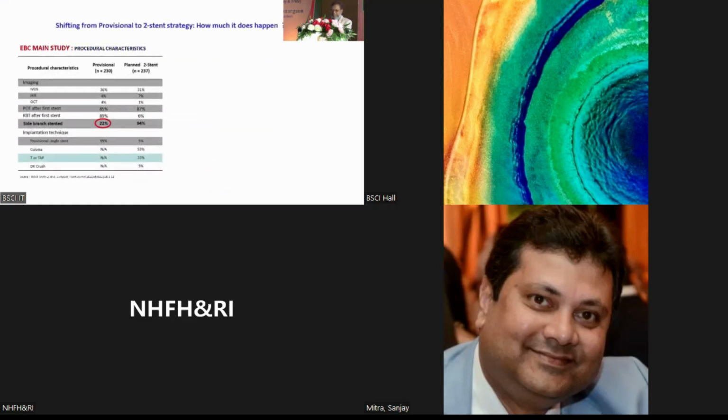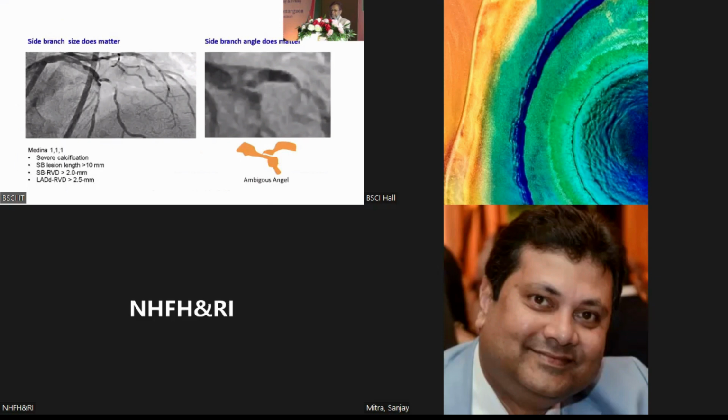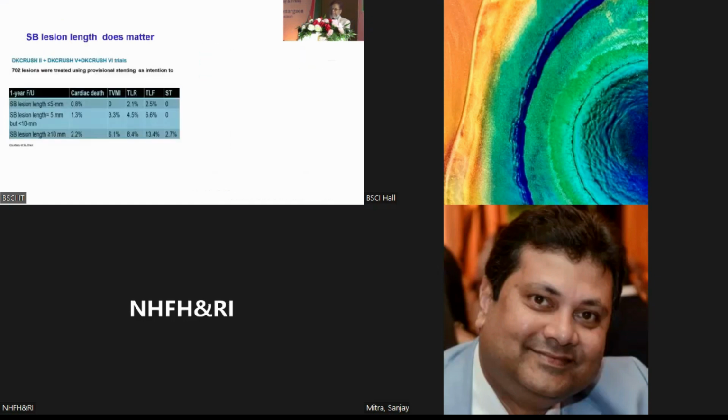And the EBC MAIN trial. Also, one thing I like to tell is that whenever I anticipate side branch loss, that loss occurs due to carina shift, plaque shift, dissection, or spasm. And these are the different scenarios of the bifurcation lesion. And regarding the side branch length, it is very important.